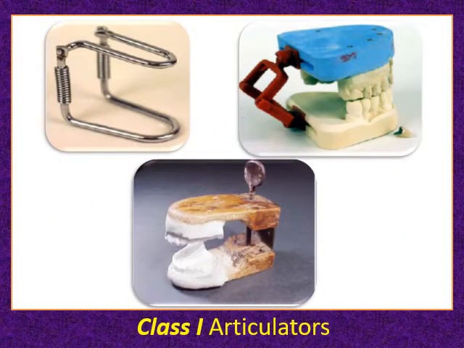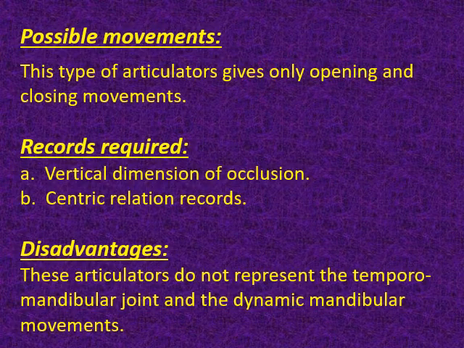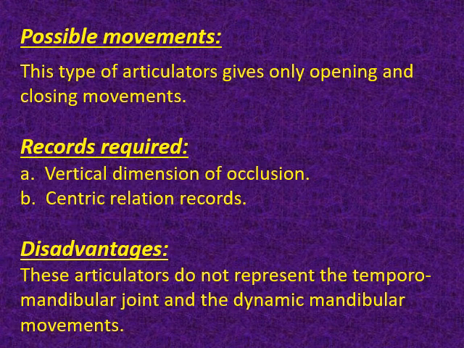This slide shows the different designs of the simple hinge articulator. Possible movements of this type of articulator: it allows just opening and closing movement. Records required: vertical dimension of occlusion, centric relation records. Disadvantage of the hinge articulator: these articulators don't represent the temporomandibular joint and the dynamic movement of the mandible because it's just opening and closing without any lateral or protrusive movement.